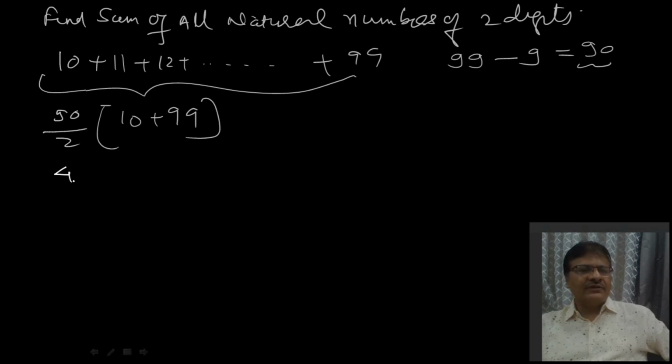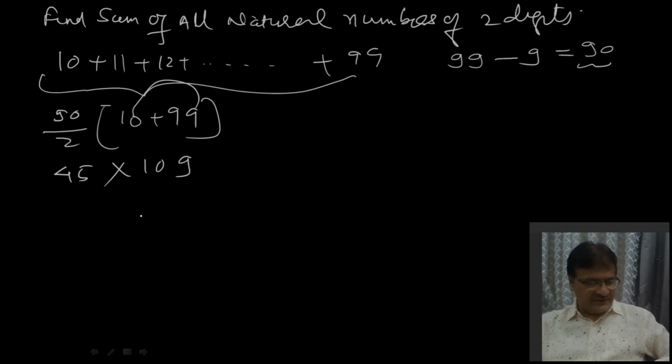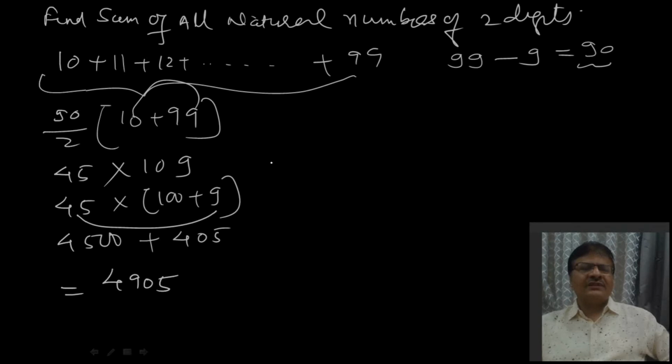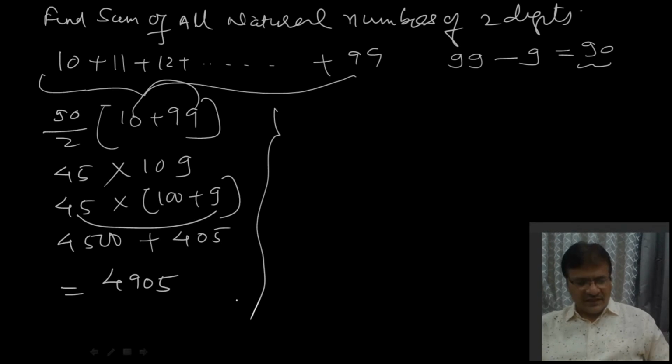So 90 by 2 is 45, multiplied by 109. Now how to multiply 45 and 109? I can do this as 45 into 100 plus 9. That is 4500 plus 45 times 9, that is 450 minus 45, which is 405. So finally my answer is 4905. So you should do a little smart work to save time wherever possible.